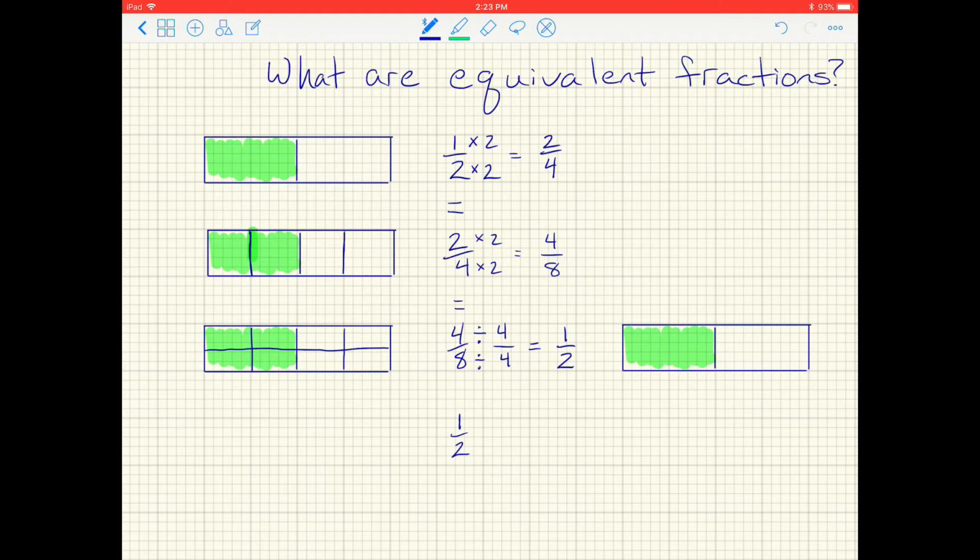Now, we did small numbers like 2's and 4's, but I can do anything. Like if I took this 1/2 and multiplied both the numerator and denominator by 50, I would get 50 hundredths. And now I can think of it as a decimal, because 50 hundredths is also written 0.50. 50 hundredths, which would be 1/2, right? 50 cents is 1/2 a dollar. So there you go, equivalent fractions.